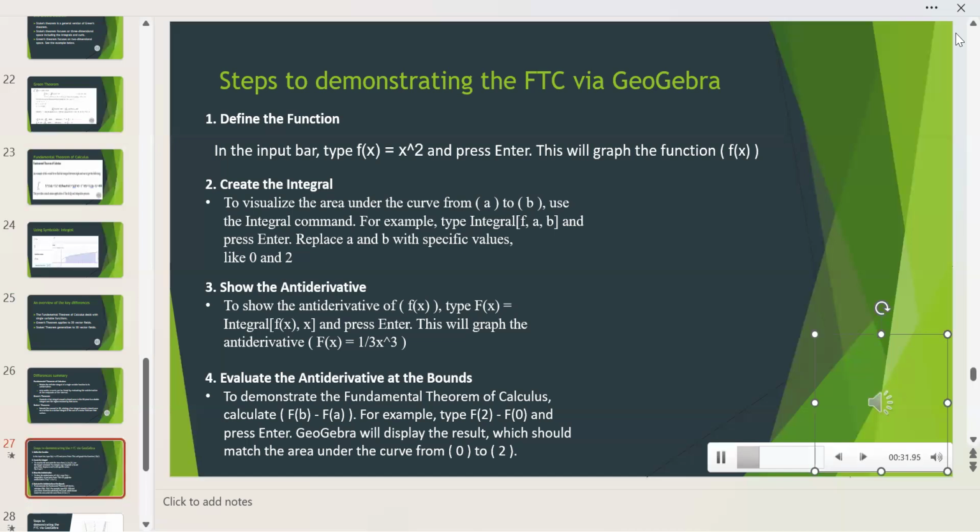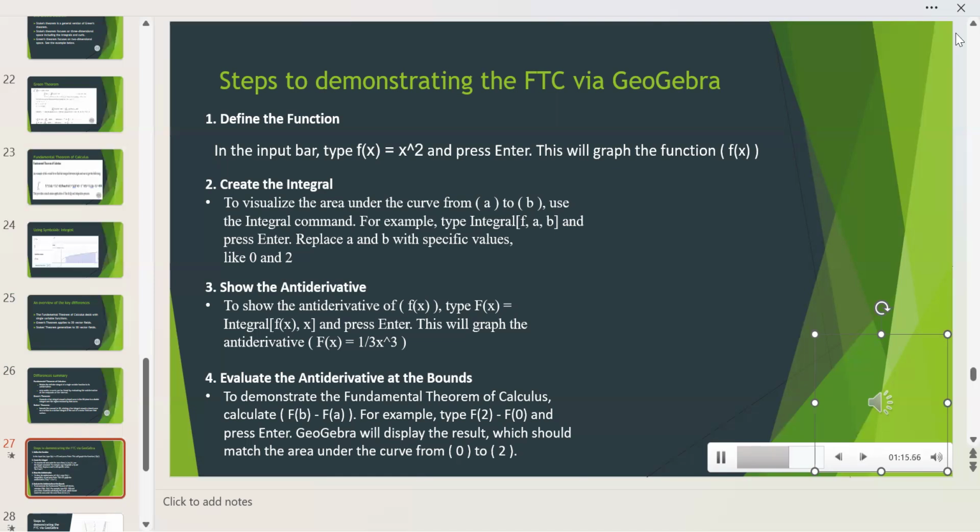Step 2, you create your integral. It allows you to visualize the area under the curve from point A to B by using the integral command. For example, you would type integral, the function f, a and b, and press enter, replacing a and b with specific values like 0 to 2 or 0 to 5. And as you drag it creates a slider. As you drag the slider, it shows you where the area is being shaded. So it basically demonstrates the area under the curve.